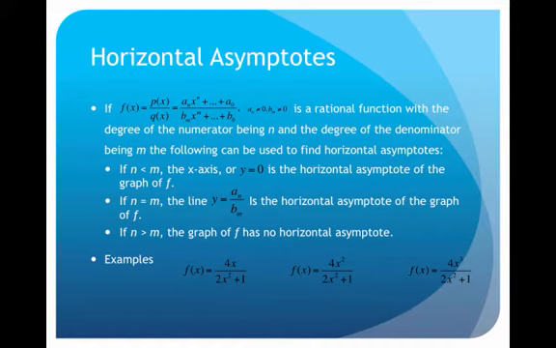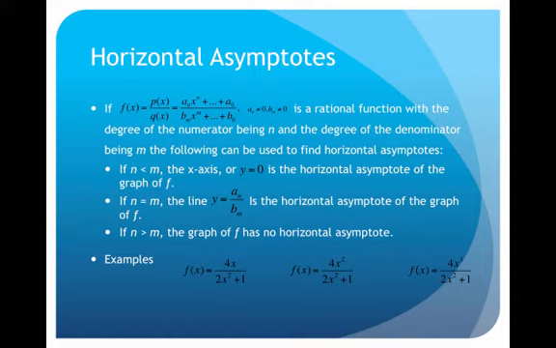All right, the second one are horizontal asymptotes. Again, if you have a rational function where the degree of the numerator being n and the degree of the denominator being m, the following can be used to find horizontal asymptotes. So the first one we have is if n is less than m, so if the degree of the numerator is smaller than the degree of the denominator, then the x-axis, or y equal to 0, is our horizontal asymptote of our graph of f.